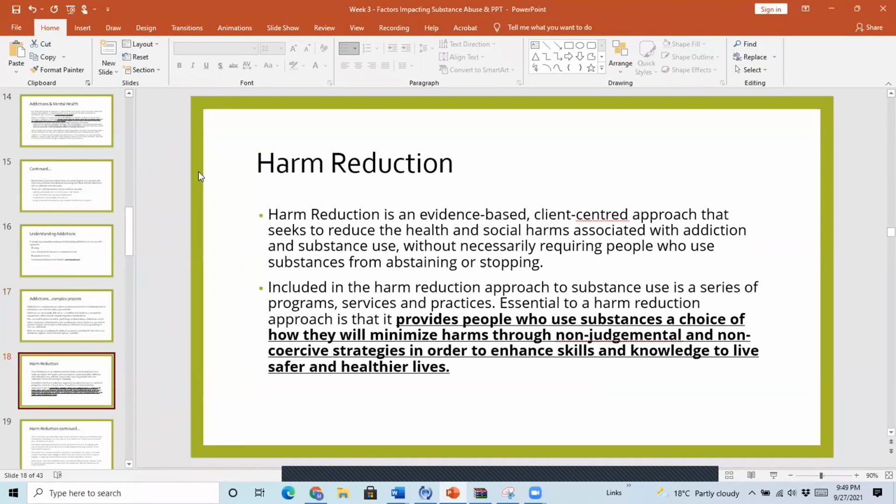Now, there are a couple of treatment options, and one very popular and commonly used one is harm reduction. What is harm reduction? It's an evidence-based, client-centered approach. Remember, client-centered. Everything has to be individual. And it seeks to reduce the health and social harms associated with addiction.